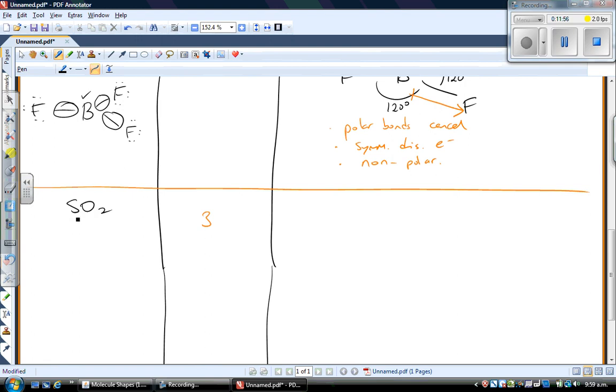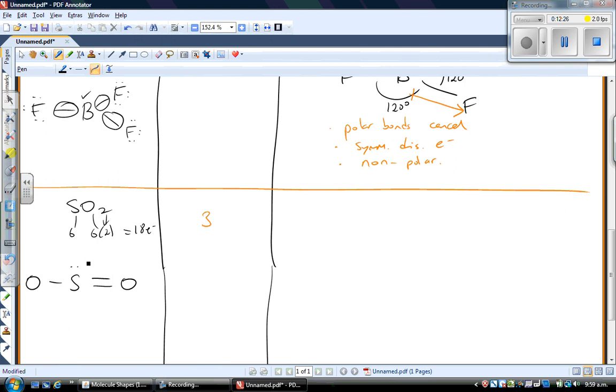Again, if we do our Lewis diagram, sulfur has 6 valence electrons. Oxygen also has 6 valence electrons, times 2, and that gives you a total of 18 valence electrons to distribute. Sulfur is the first element in the formula, so we put sulfur in the center, 2 oxygens around it, and then put some single bonds together. Sulfur only has a share of 4 electrons in that case, so we put a double bond on here and then put a lone pair on the top.